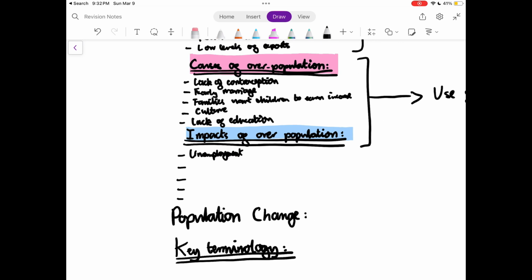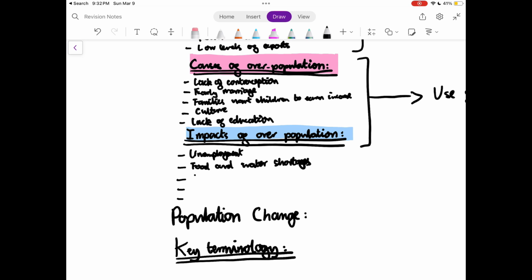There also may be food and water shortages. And this can have a harmful impact on the productivity of the economy because people may start to contract diseases if they are dehydrated and not eating ample food. So this can have a great knock-on effect.